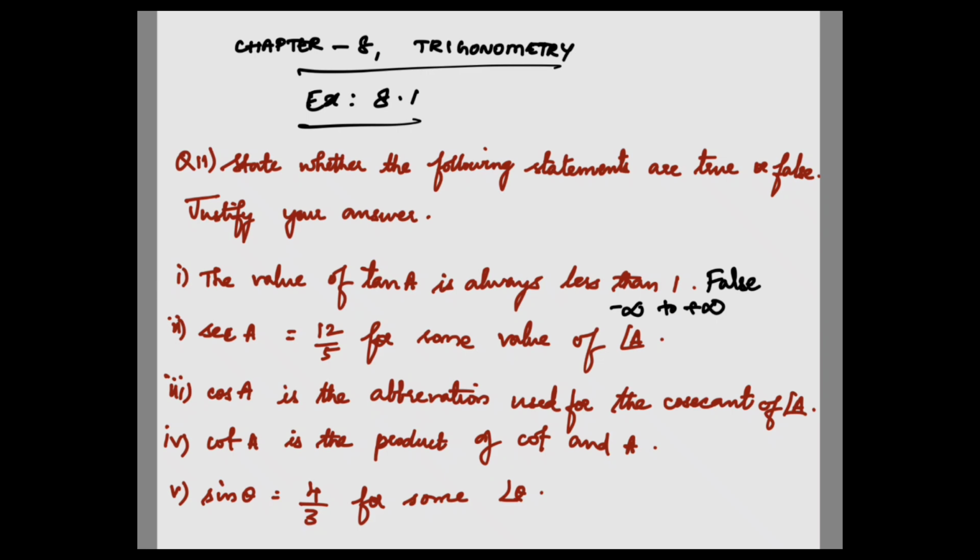Second question, secant A is equal to 12 by 5 for some value of angle A. Yes, it is true because secant A can always be more than 1 only.